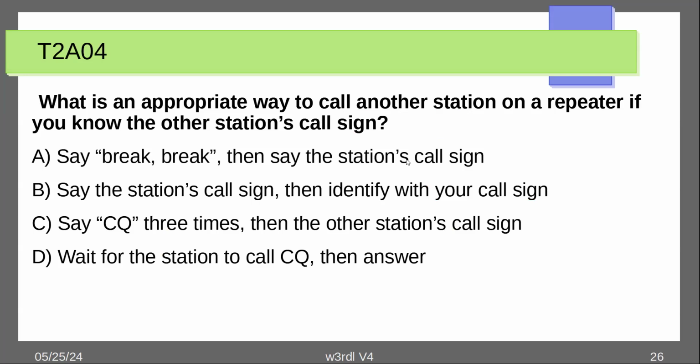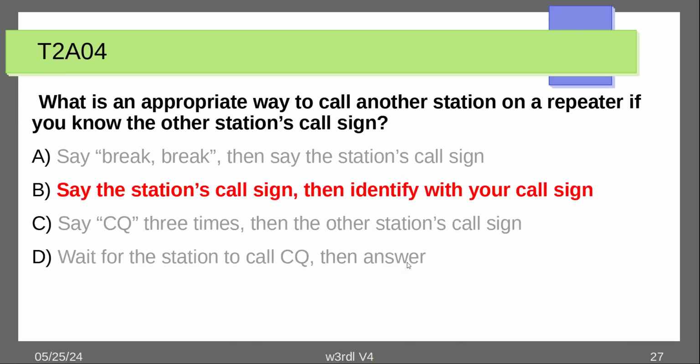What is an appropriate way to call another station on a repeater if you know the other station's call sign? Now, that would be the same thing on simplex, not just a repeater. And saying "breaker" is the way to get nobody to answer. Well, you might get an answer, but not the kind you want, from the one you're looking for.